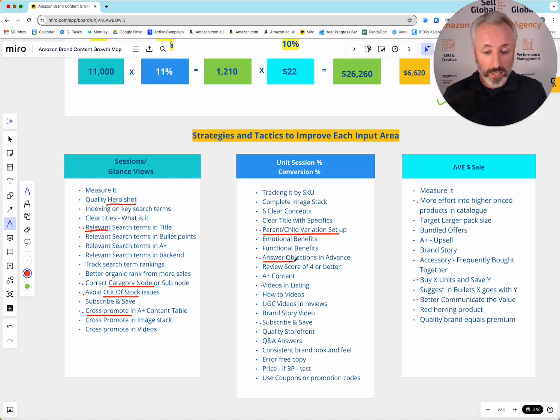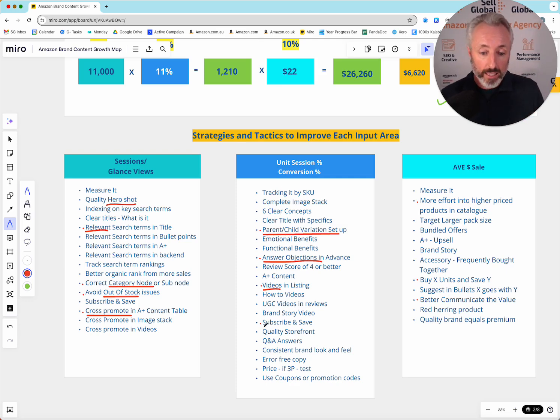Some other things here: answering objections in advance, or concerns or questions that are going through the mind. You can do that visually, or in the text. Really important piece. Videos, every shape or form of video, in terms of how-tos, user generated, brand story. You've got to have videos in there. It makes a huge difference. People are watching videos, so you're crazy not to have it there. So make sure you do that.